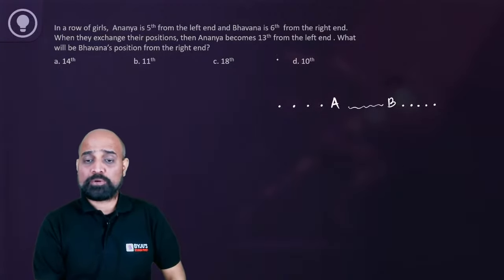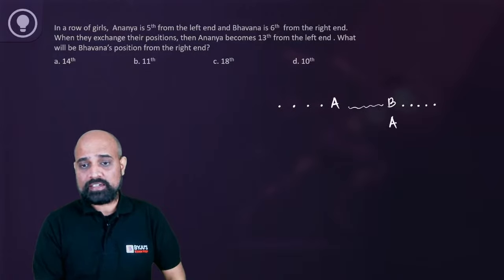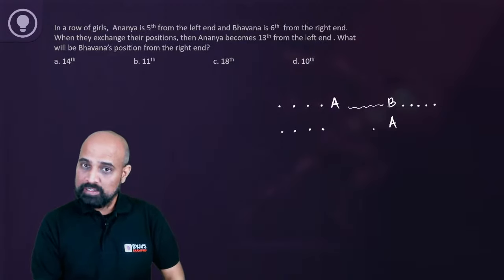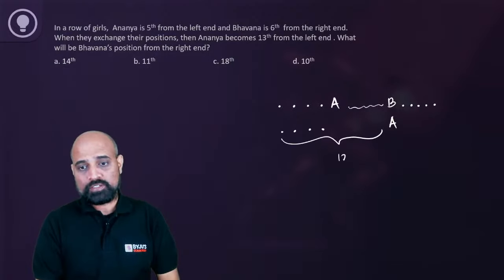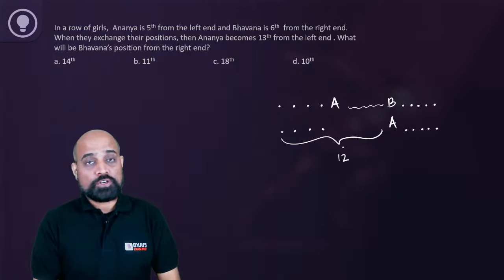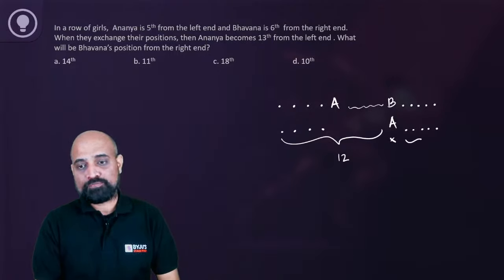When they exchange their positions, as in when A reaches here, A becomes 13th from the left end. So 13th का मतलब हो गया 4 people तो थे. 13th position would mean there are 12 people to her left. 12 people to her left, herself, and then 5 people to her right. That means there are a total of 18 people in the queue.